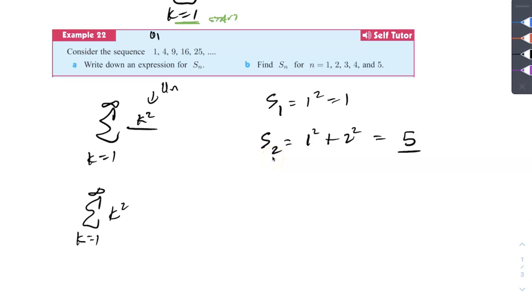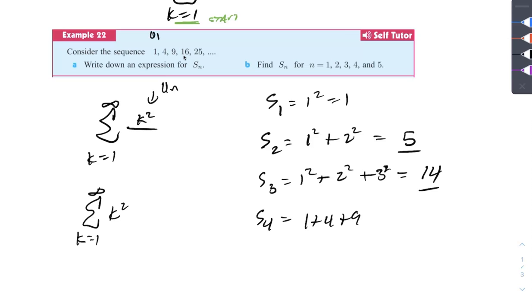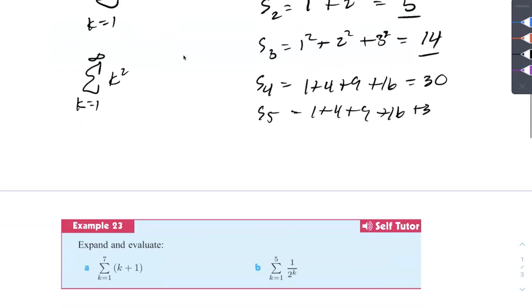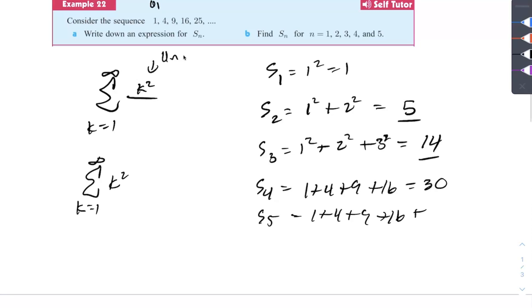S of 3 means add the first 3 terms. So 1 squared plus 2 squared plus 3 squared. Again, in this term, each term is just squared. So first term, second term, third term. I guess I could have just added these right there. That would have made it just as easy. So I get 14. S of 4, again, I'm going to add the first 4 terms. I have the first 4 terms right here. So it'll be 1 plus 4 plus 9 plus 16. And that'll be 30. And then S of 5 would be 1 plus 4 plus 9 plus 16 plus 25. Sorry, plus 25, not 30. Getting ahead of myself.